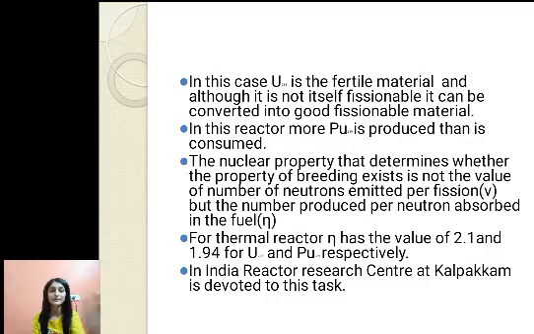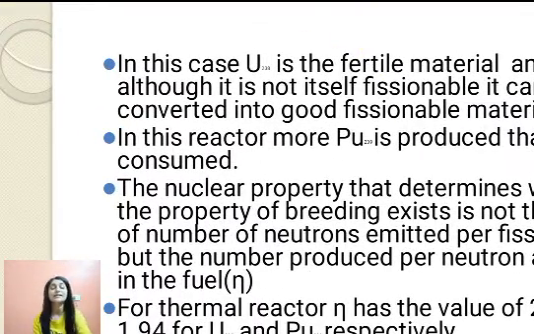So in this case, uranium-238 is the fertile material. What is a fertile material? A material which is able to produce fissionable material. From uranium-238 we get plutonium-239, which is fissionable, so uranium-238 is the fertile material. Although uranium-238 is not itself fissionable, it can be converted into plutonium-239, which is a good fissionable material. So in this reactor, more plutonium-239 is produced than is consumed.